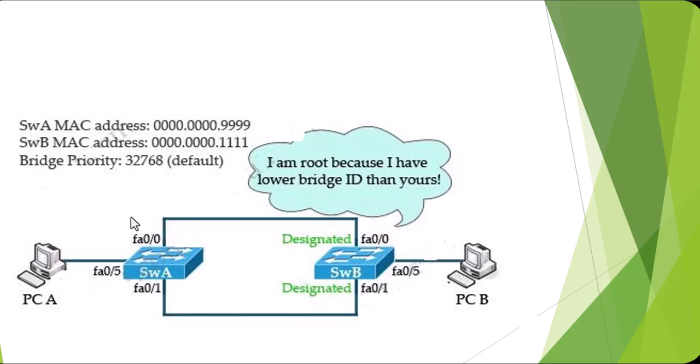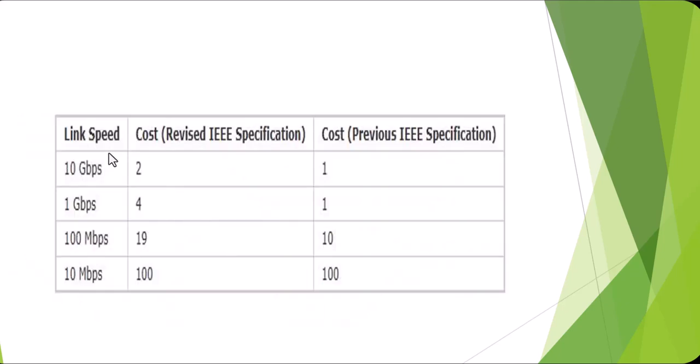And then the second phase is selecting one root port per non-root bridge. The root port is the port that is closest to the root bridge. Actually, when we say the closest, it is the port that is receiving the lowest cost BPDU from the root. So the cost of the ports is based on the link speed.